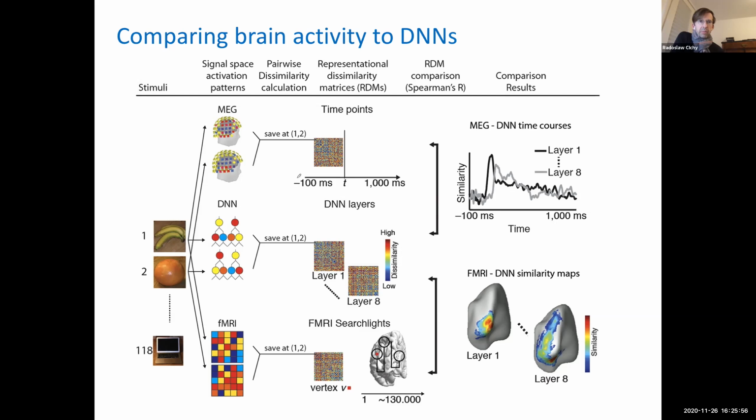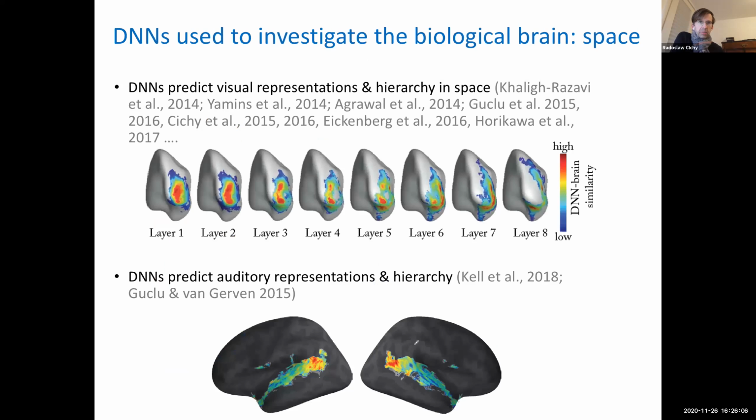By comparing, for example, EEG and MEG with DNNs, you get time courses of when parts of the network predict brain activity, or where in the brain they do so. And actually, this has proven pretty successful. DNNs have been used to investigate the biological brain, and they've been shown to predict visual representations and the hierarchy in space and in time.